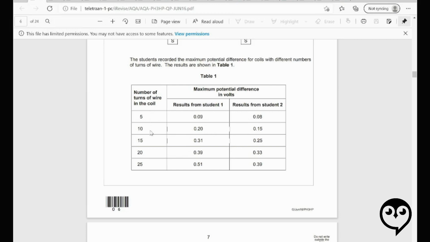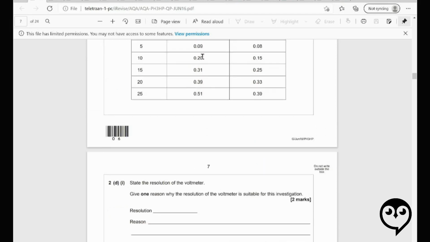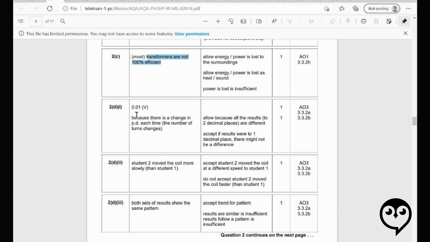So when we change the number of turns here, we change the voltage, but I don't know one reason why the resolution is... Oh, why it's suitable. Okay, why is it suitable? Not why is that the resolution. Yeah, it's suitable because they're not going to be rounded in any way, and we can actually see differences. So I agree with that.